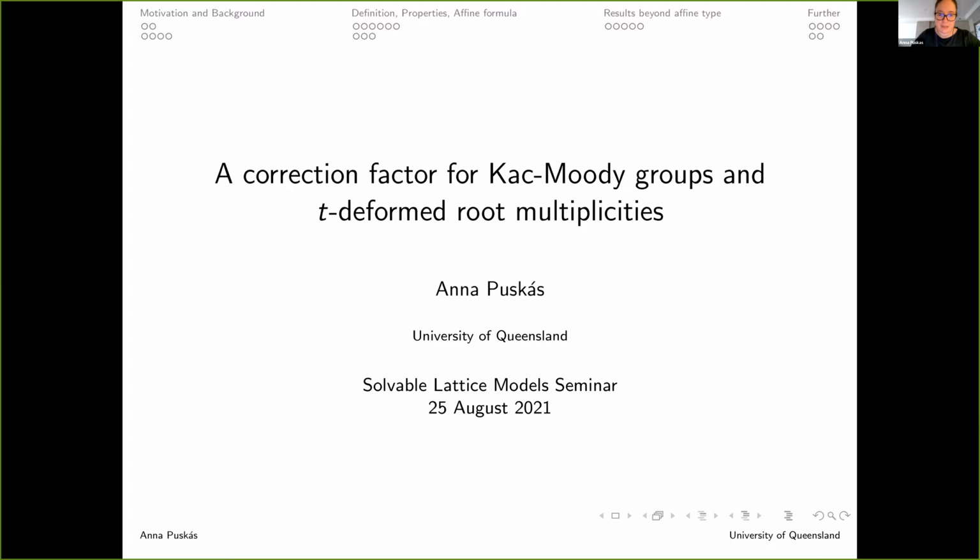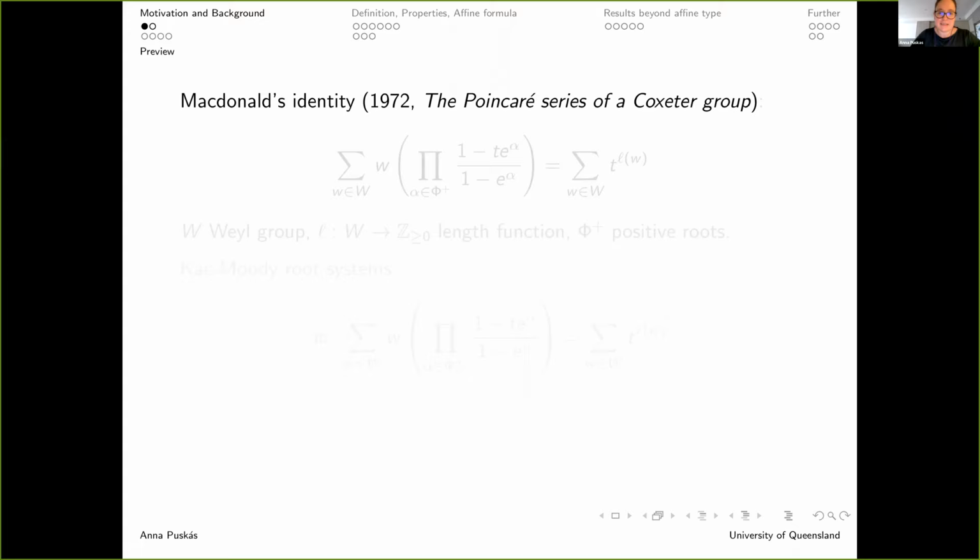Okay, so Macdonald has a beautiful identity in a 1972 paper relating what I will call, for lack of a better word, a Weyl symmetrizer to the Poincaré polynomial of the Weyl group. On the left-hand side, we have the Weyl group acting on this product over the positive roots that's perhaps familiar to many of you from p-adic formulas. And on the right-hand side, we have a polynomial encoding the lengths that occur in the Weyl group.